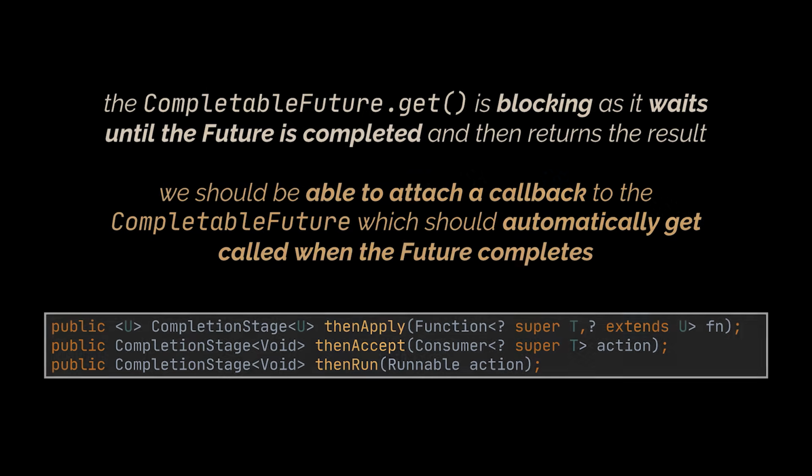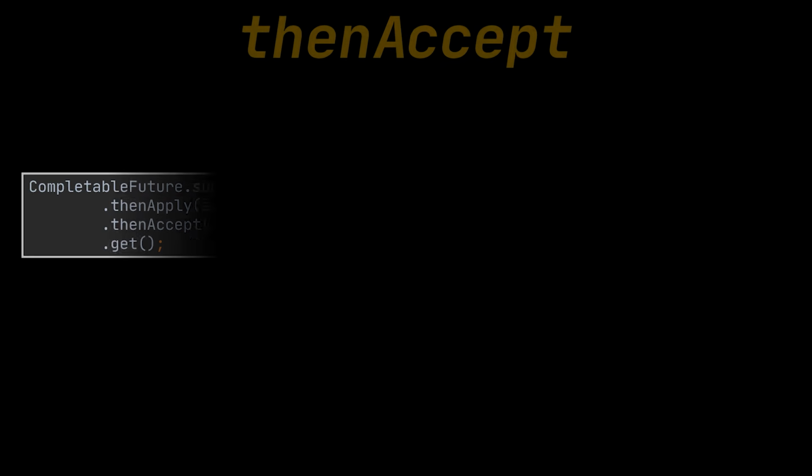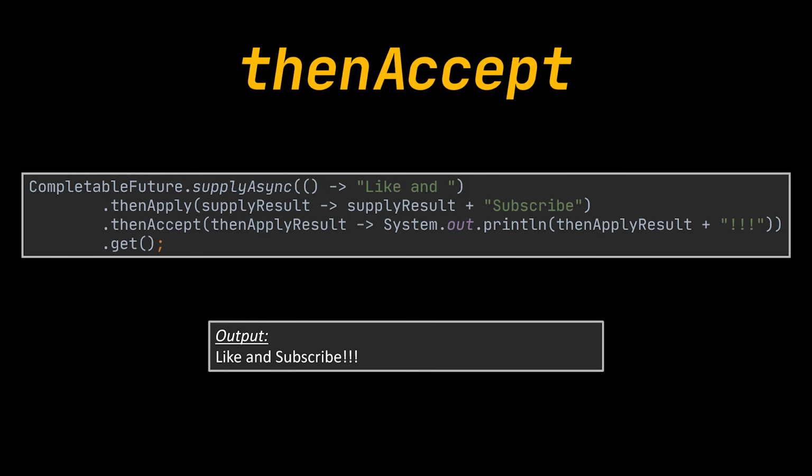The thenApply method takes in a function, so it will accept and transform the result of the completable future when it arrives, and will produce another result, which can be further chained to multiple thenApply methods. On the other hand, the thenAccept and thenRun methods are usually used as the last callback in a callback chain as they do not return any result.